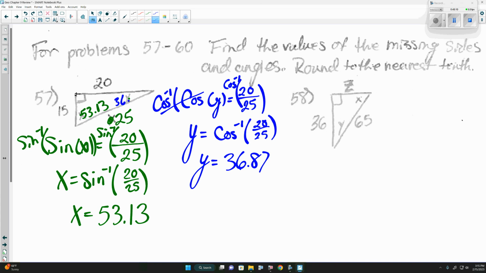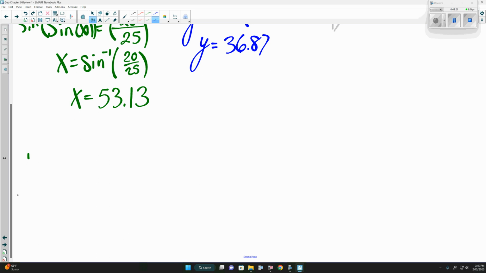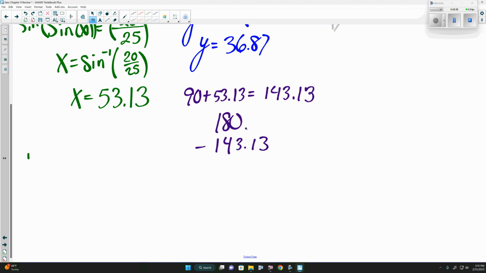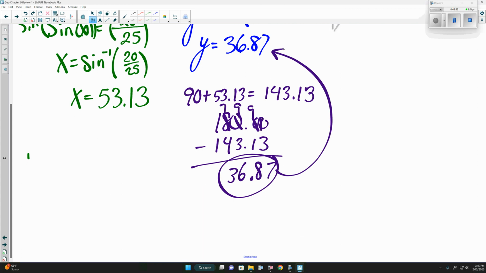We also have that these two acute angles will add together to be 90, or all three add together to be 180. So what we could have done instead is taken 90 and 53.13 and added them together, which would have given us 143.13. Since all three angles add together to be 180, we can subtract it from 180, which is actually what we found as the other angle. So for these here, we're trying to find the two missing angles. And that's it.